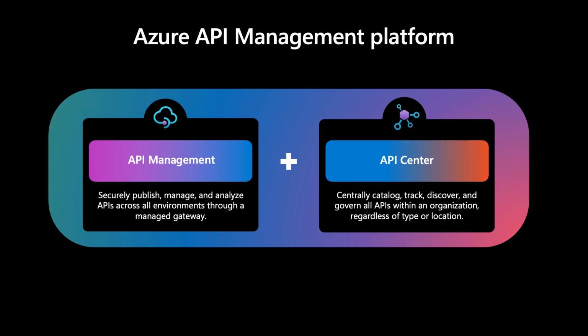Before we double click into API Management, I just wanted to provide context to everyone here. The API Management platform consists of two products. One is API Management. It is our gateway solution to securely publish, manage, and analyze APIs across all environments through a managed gateway. We also have a self-hosted gateway offering, and together we call that API Management. We have API Center, which is our catalog to track, discover, and govern APIs within an organization, regardless of the type of APIs or the location where these APIs are located.